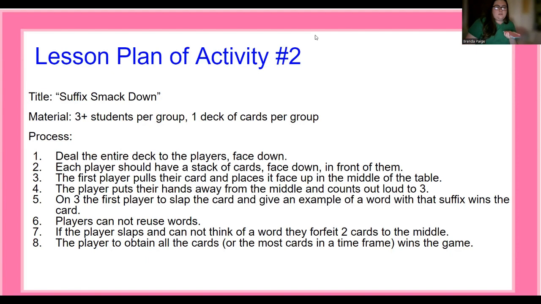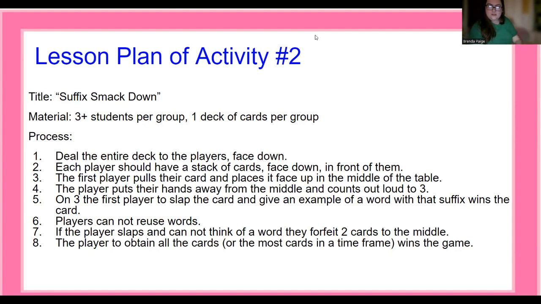The first player pulls their card and puts it face up in the middle of the table. Boom. It's going to say something on it, but we don't know yet. So I put it face down, and then I put my hands like this, and I go 1, 2, 3, bam! We all try to smack it. Not super hard. We're not trying to crush our friends' hands. We're just trying to get to the card first.